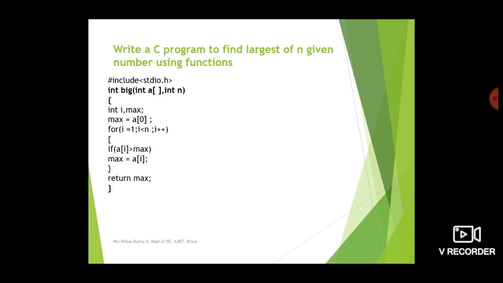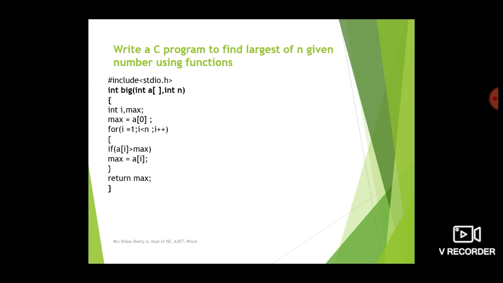So first let me define the function big here. Big finds the largest element of the array, so it accepts an array here. Int big, int a of, see the size of the array is not a must, but the symbol, that is 2 square brackets, is a must. So int a[], the square brackets indicate that a is an array, comma int n, n is the size of the array here.